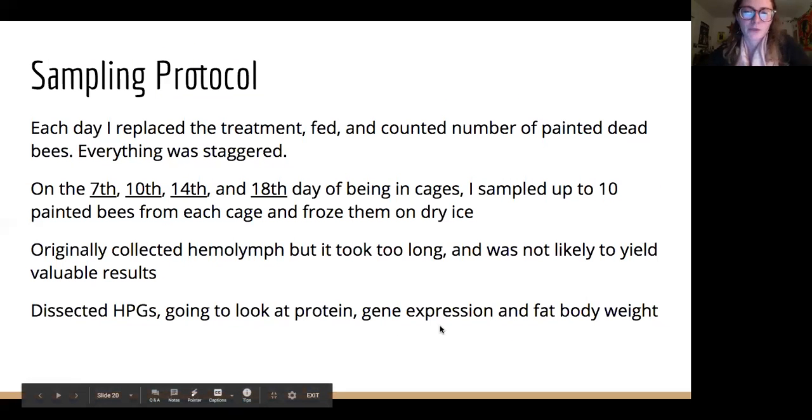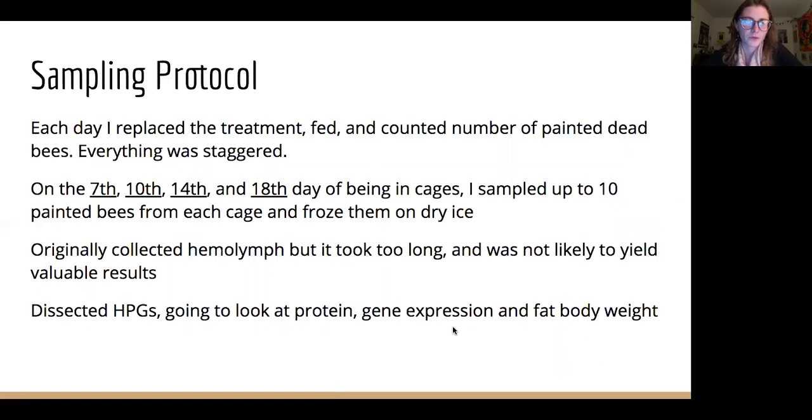So what I did once they were in those cages is every day I would go in and take out the food that they'd been given the day before and weigh it to see how much they'd eaten since the day before, both pollen and sugar candy. I fed them new candy, gave them new treatment, and I counted the number of painted dead bees that were in the cages. And since everything happened a day apart, everything ended up being staggered.